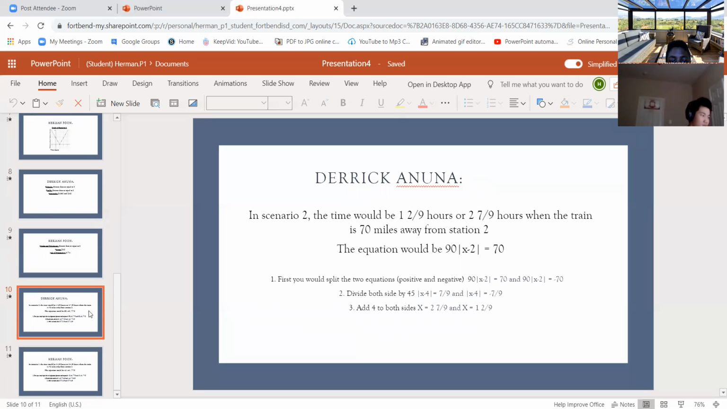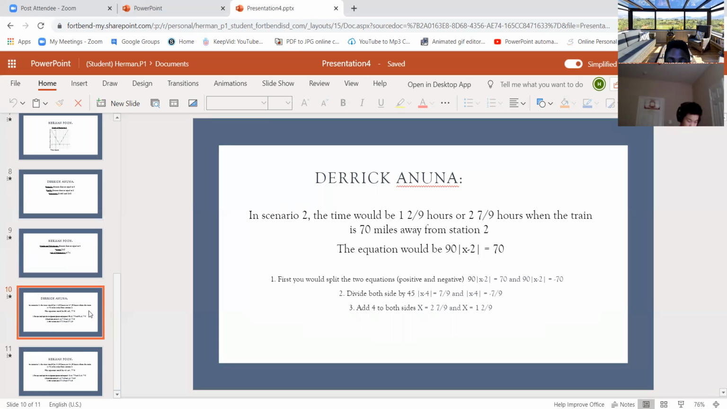In scenario 2, the time would be 1 and 2/9 hours, or 2 and 7/9 hours, when the train is 70 miles away from station 2. The equation would be 90 times the absolute value of x minus 2 equals 70.